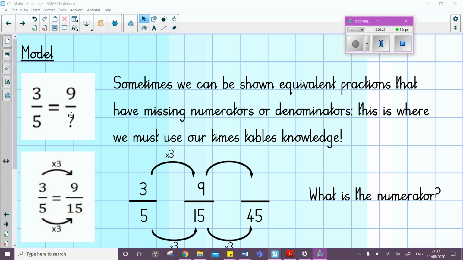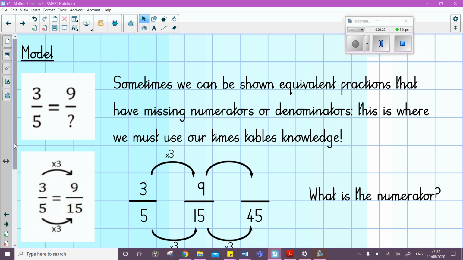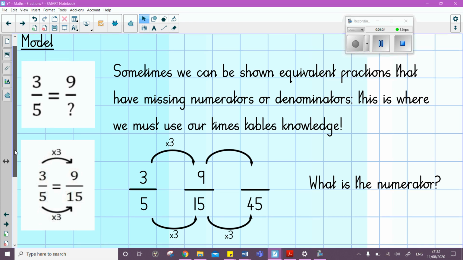So my denominator here would be 15, which we can see here. So 3/5 is equivalent, equal to, the same as 9/15. Now I've taken it that little bit further to find another equivalent fraction. So we can see here, 3 multiplied by 3 made 9. Now we found another equivalent fraction, but this time we're missing the numerator.